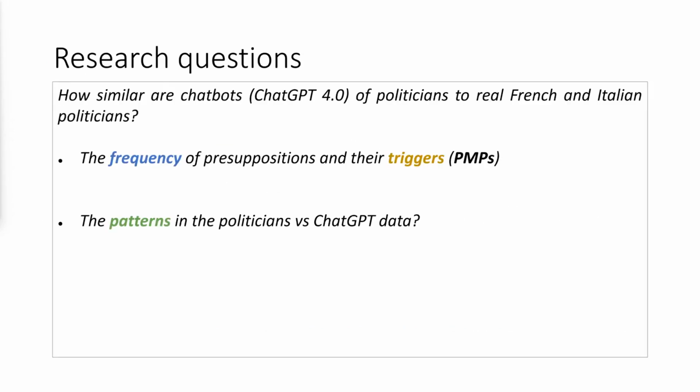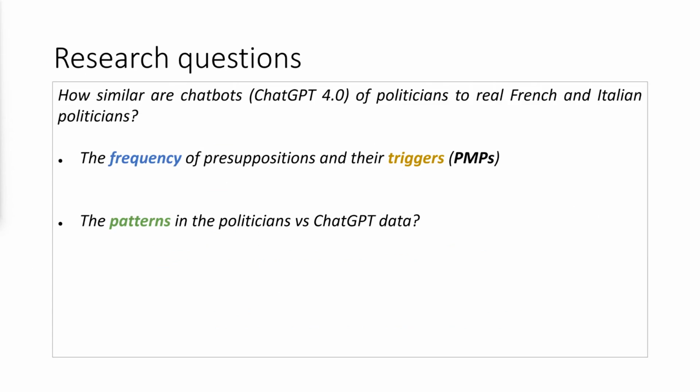So the research question is: how similar are chatbots like ChatGPT-4 and true politicians in the use of presuppositions? We will break this question down into two sub-questions: the frequency of presuppositions and their triggers, and which patterns can we recognize in politicians' speeches and ChatGPT speeches.